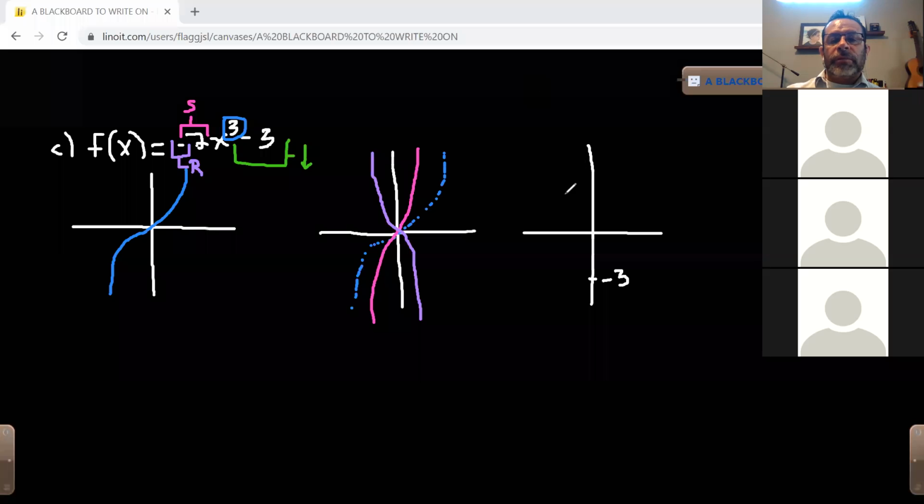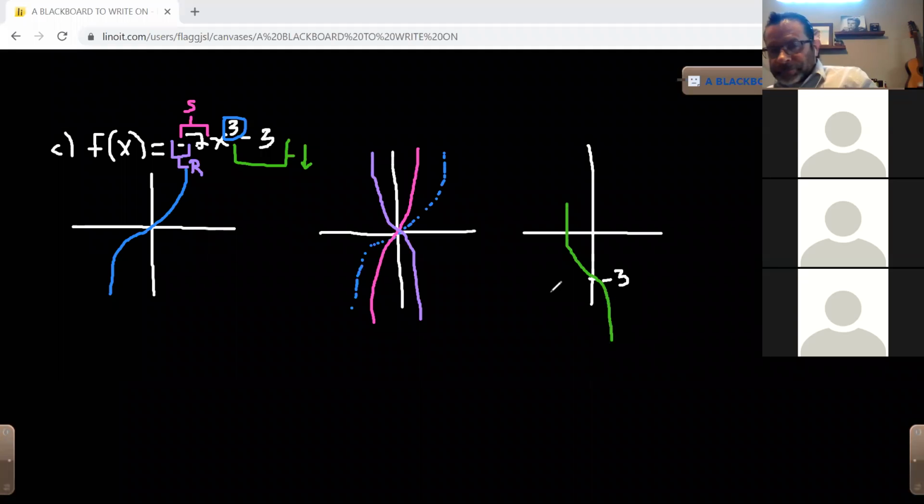And it is going to be something like this. Okay. So that would be the complete representation of that one. Is it clear that we don't have symmetry? Meaning that it's neither even nor odd? Yes. Okay. Questions with this one before we go on to the next one?